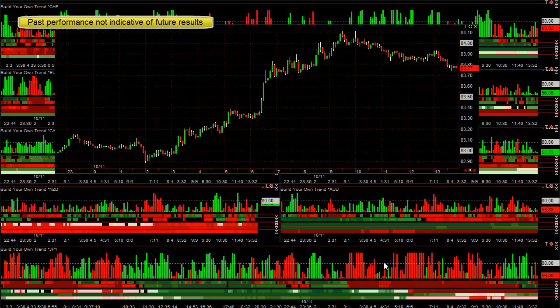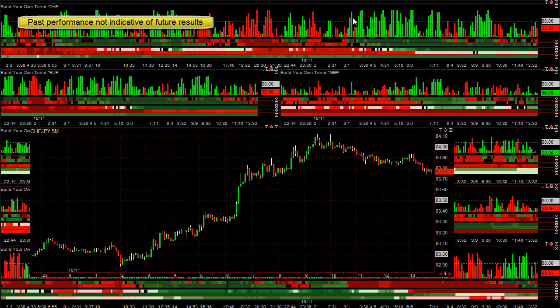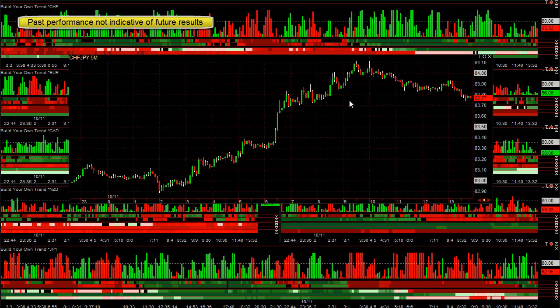Even though, look at back here, 3 o'clock started to have weakness in the yen. 3 o'clock started to have strength in the Swiss. Right? This just continued and continued, and it went up over 100 pips. And basically, there's 2 methods that we look for to get into trades: pullback trades and sideways rectangle trades. This is a perfect example of a sideways rectangle.